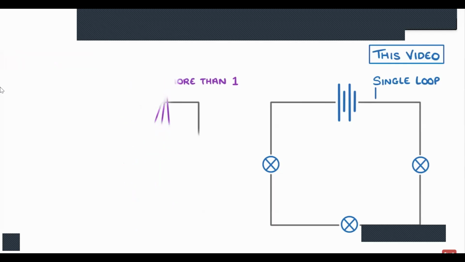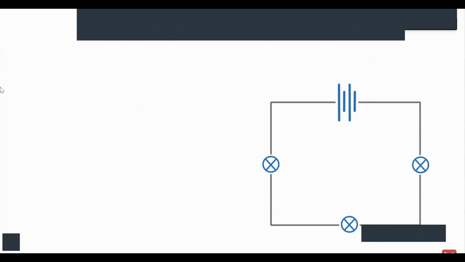So with this series circuit, because all the components are in a single loop, if any one of them is disconnected or broken, the whole circuit will stop working. This is a really big downside, and so in practice, very few things are actually connected in series.